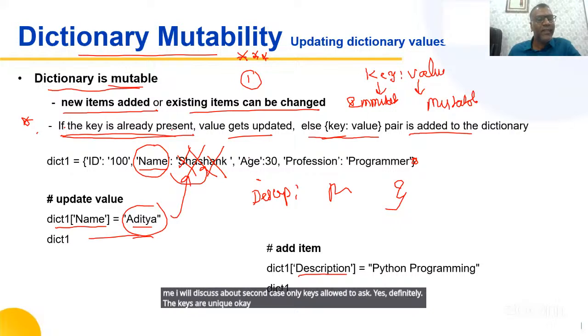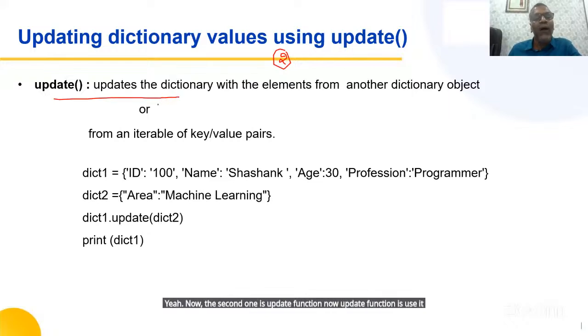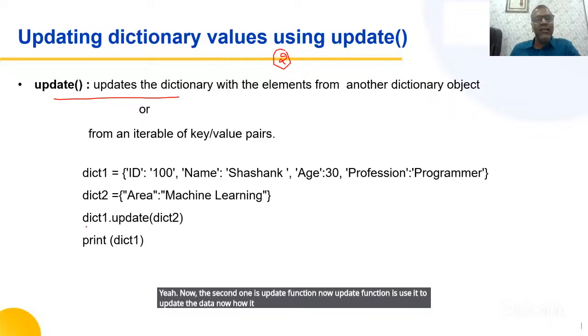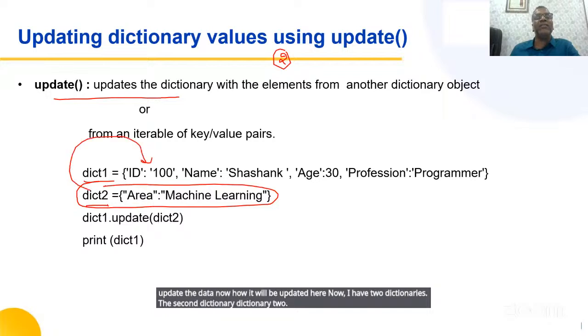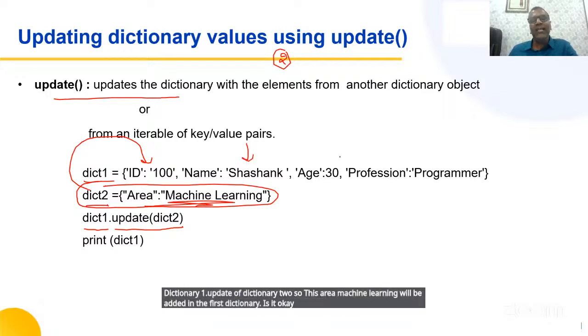Now, the second one is the update function. The update function is used to update the data. How will it be updated? Here, I have two dictionaries. The second dictionary, dictionary 2, I wanted to update with the first dictionary. So, I will be calling dictionary 1 dot update of dictionary 2. So, this area machine learning will be added in the first dictionary. Is it okay? This is the second case.